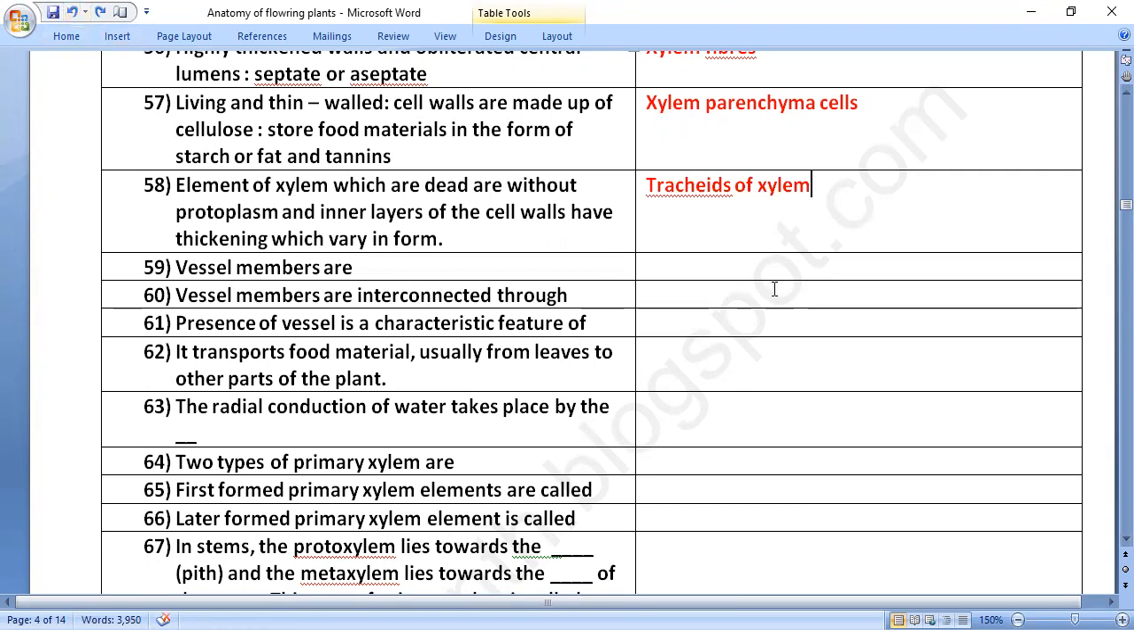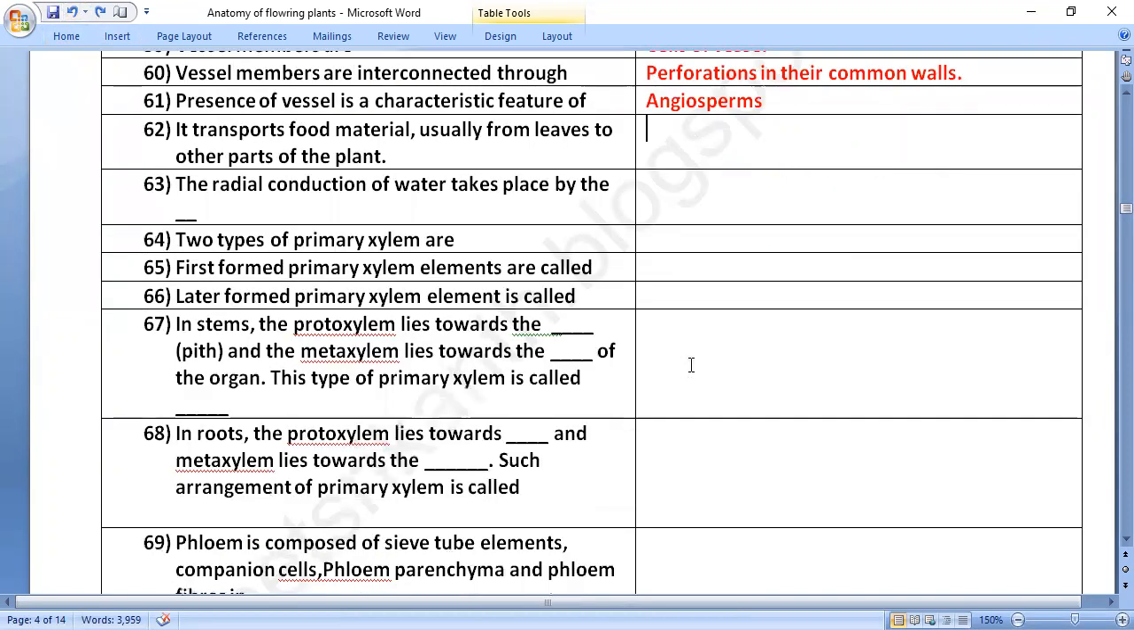Vessel members are cells of a vessel. Vessel members are interconnected through perforations in their common walls. Presence of vessels is a characteristic feature of angiosperms. Phloem transports food material usually from leaves to other parts of the plant. The radial conduction of water takes place by the ray parenchymatous cells.